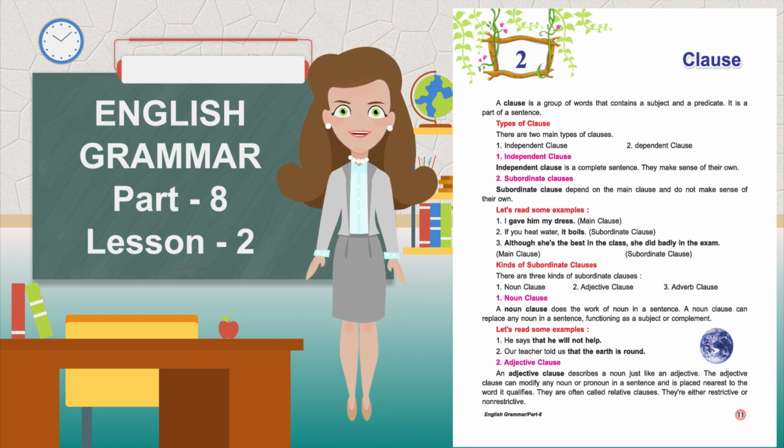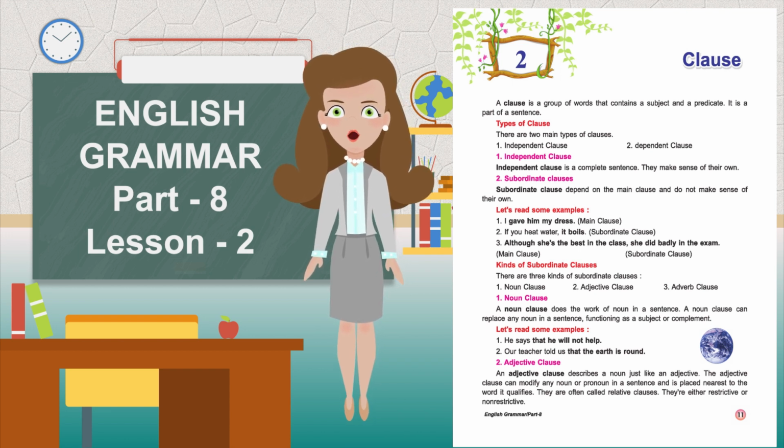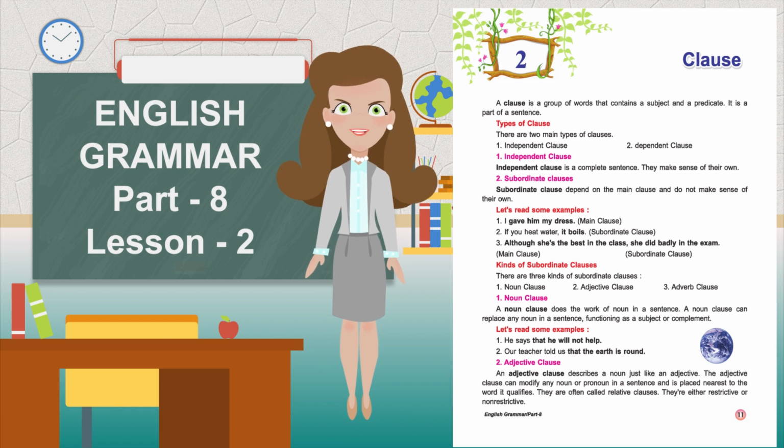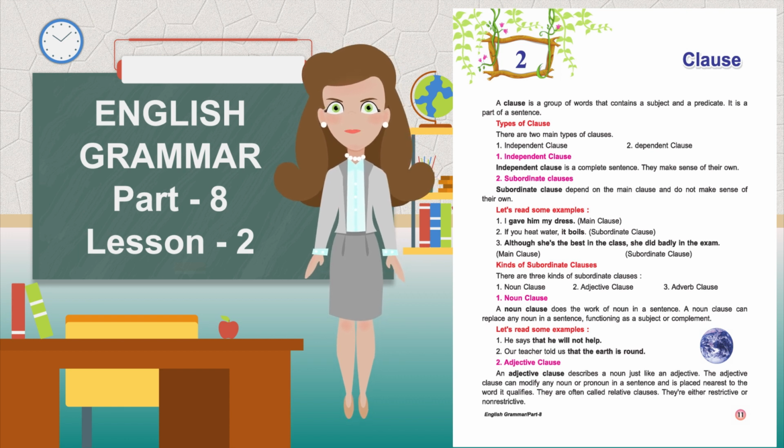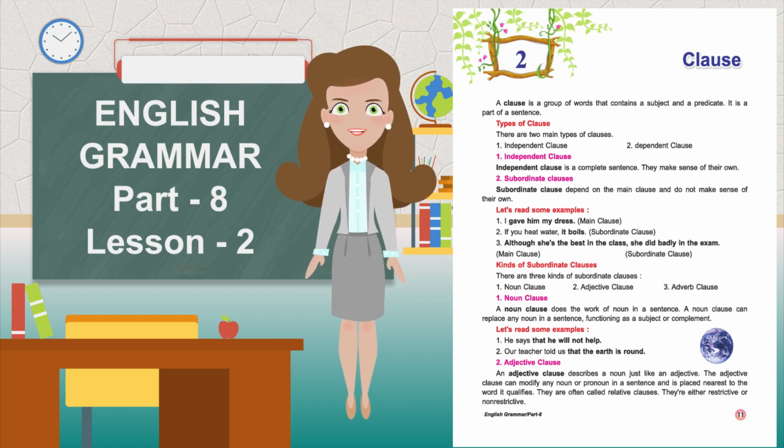Second, adjective clause. An adjective clause describes a noun just like an adjective. The adjective clause can modify any noun or pronoun in a sentence and is placed nearest to the word it qualifies. They are often called relative clauses. They are either restrictive or non-restrictive.